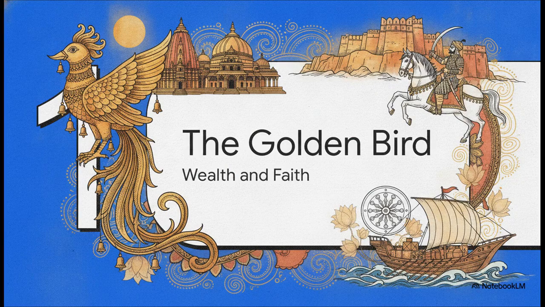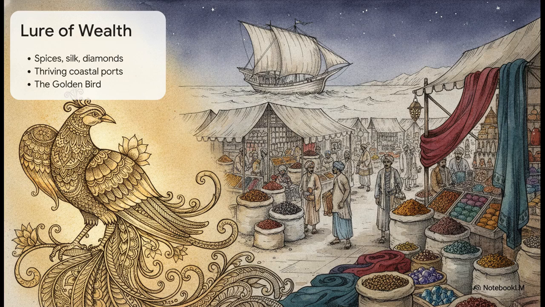Part 1. The Golden Bird, an ancient tapestry of wealth and faith. Long before the 7th century, this land was already a thriving, spiritually rich powerhouse. You had ringing temple bells echoing right alongside silent Buddhist monasteries, governed by powerful Rajputs and the seafaring Chola dynasty. And globally, it was known as the Golden Bird.